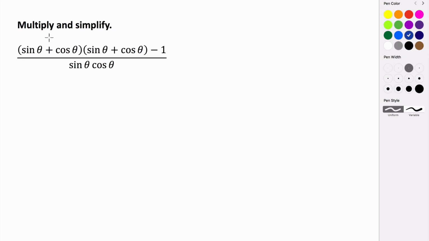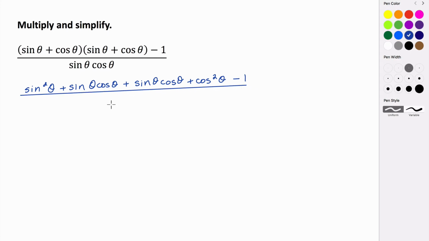So sine of theta times the sine of theta, that's sine squared theta. Sine of theta times the cosine of theta, that's exactly that. Cosine of theta times the sine of theta, again, we end up with another sine of theta, cosine of theta term. And then cosine times the cosine is cosine squared theta. And then all of that is minus 1. And then all of this is over sine of theta, cosine of theta.